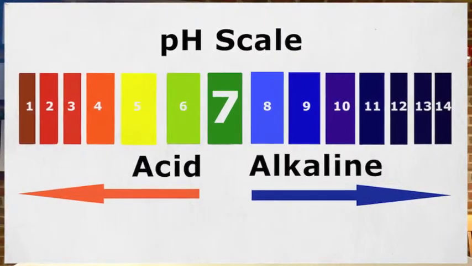A pH scale, like this one for example, can help us tell whether a substance is an acid or a base. If the number is below 7, it's an acid. If it's above 7, it's a base. If it's on 7 directly, it means it's neutral. For example, it would be like water or something like that.